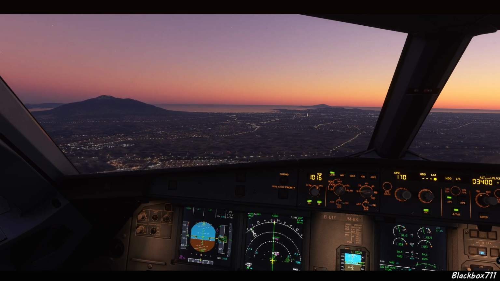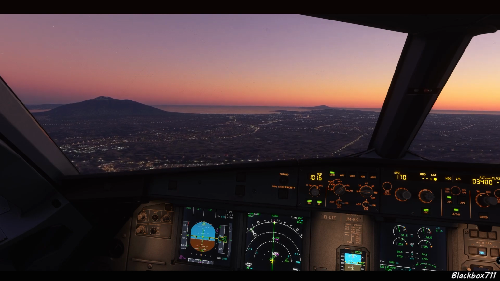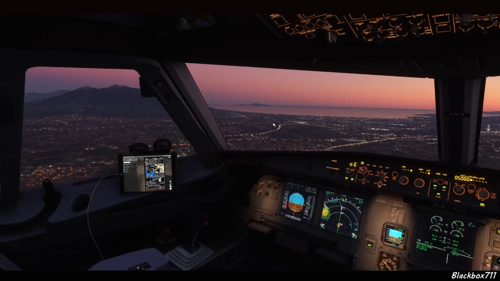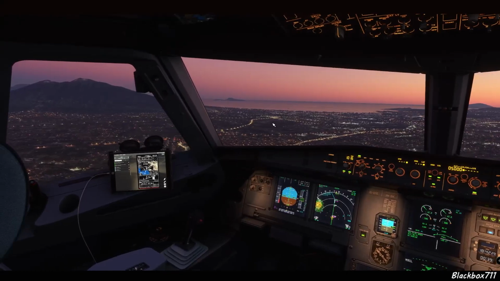Now don't forget to have a look to the left hand side when you're in the approach. Look at that volcano, the Vesuvio, and also towards the front there, the Gulf of Napoli.